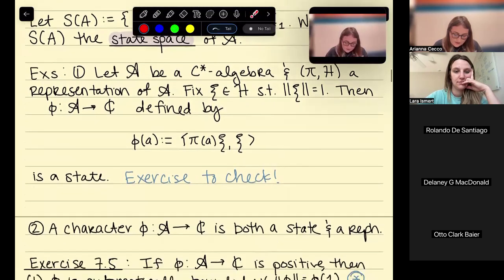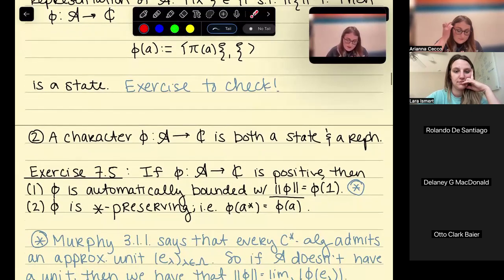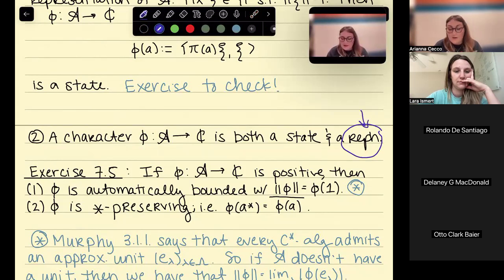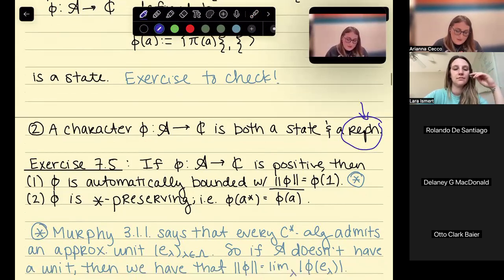Another good example is if you have a character, it's both a state and a representation. I realize that I just started using this notation; I will probably write this for representation throughout the talk. And proving this is also an exercise.